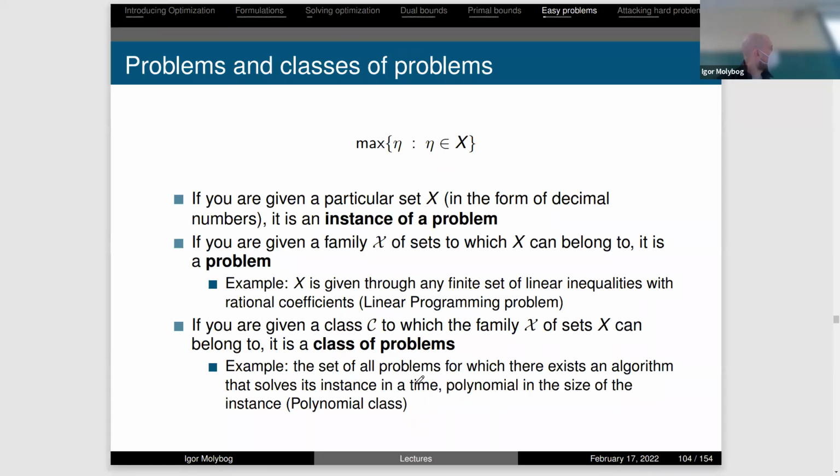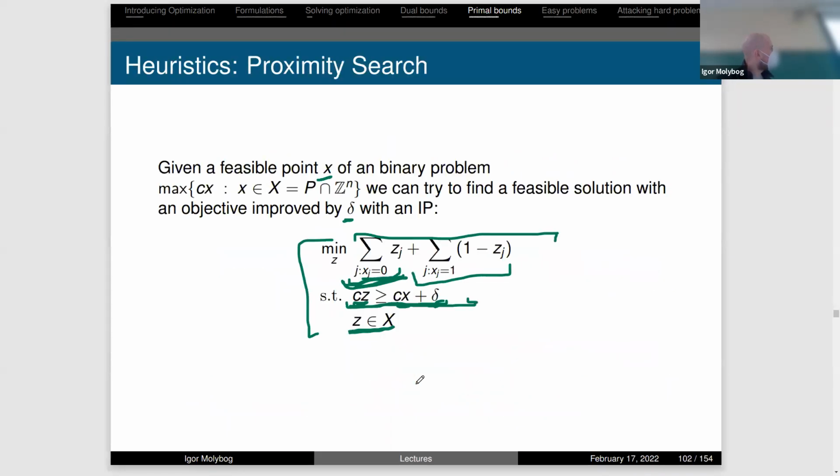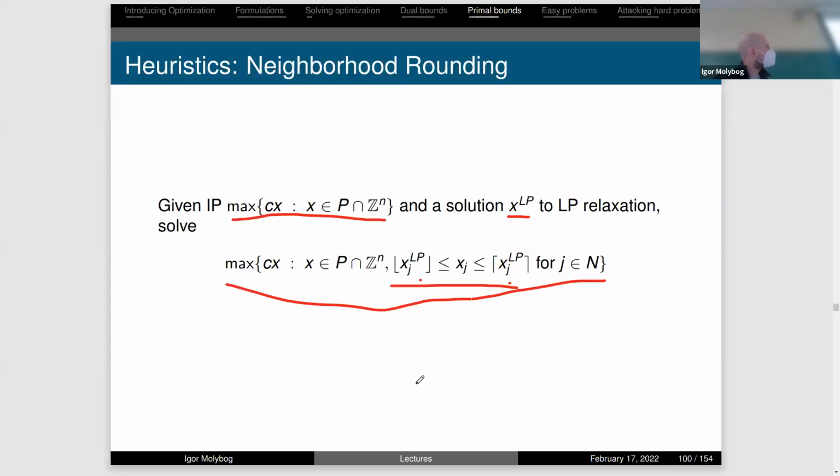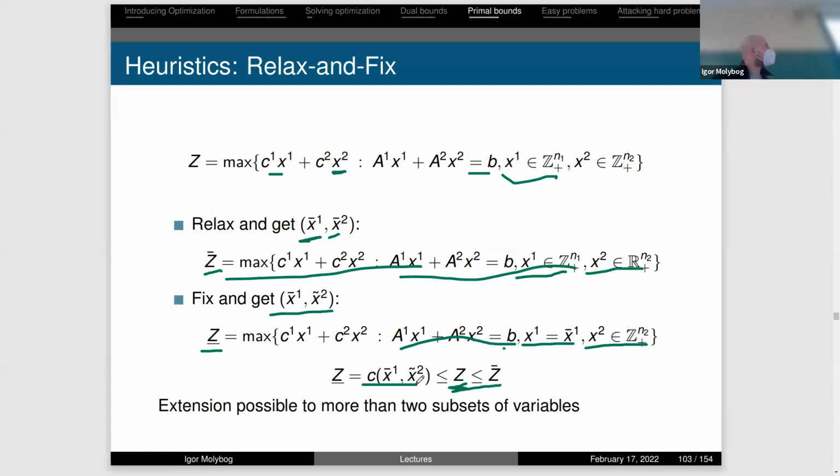Okay. Let me see if there are any comments regarding what we have done today. Any questions? We are actually about to finish with the primal bounds. I want to see if there are any questions here regarding relax-and-fix or any others.